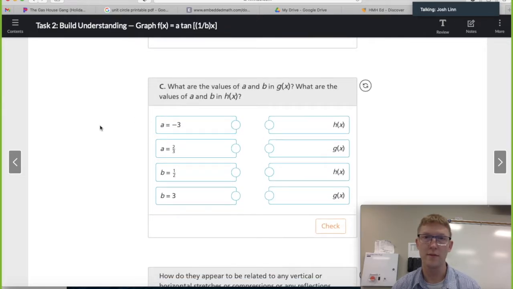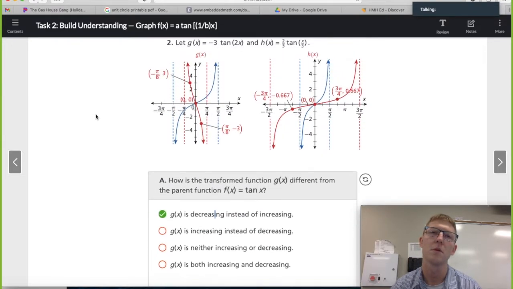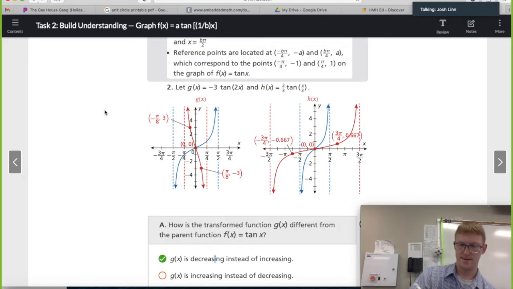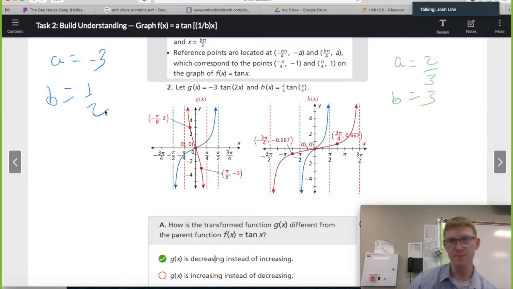What are the corresponding values of a and b? Okay. Let's see here. On the left, a is equal to -3. B is equal to 1/2. On the right, a is equal to 2/3. B is equal to 3.